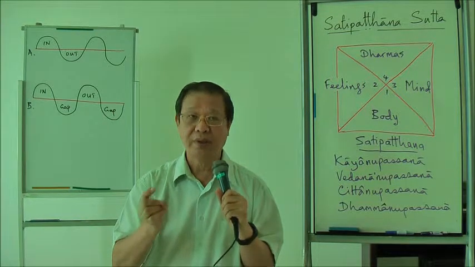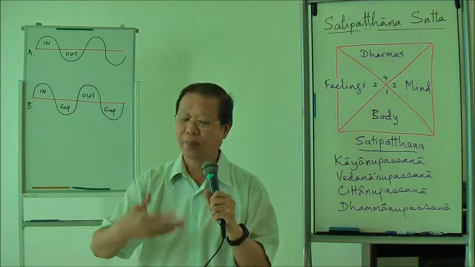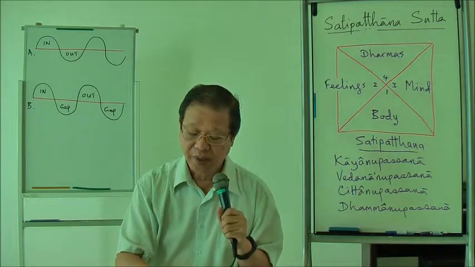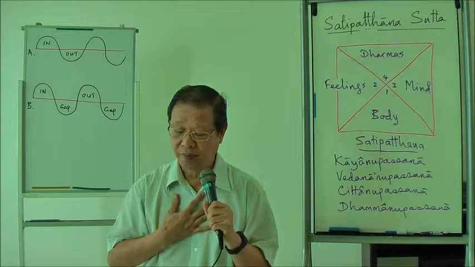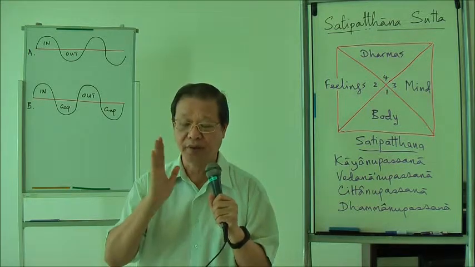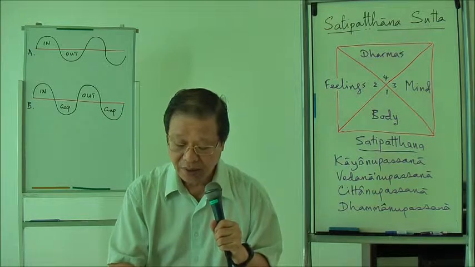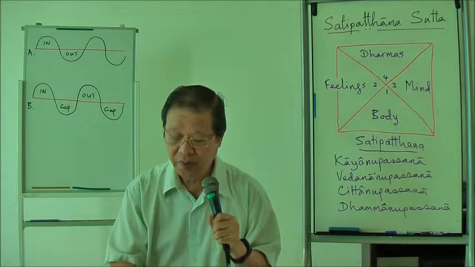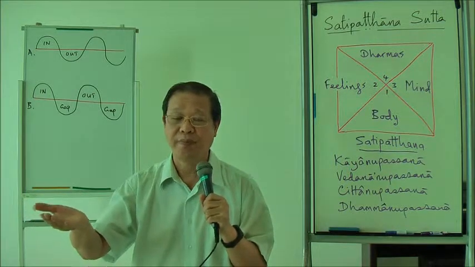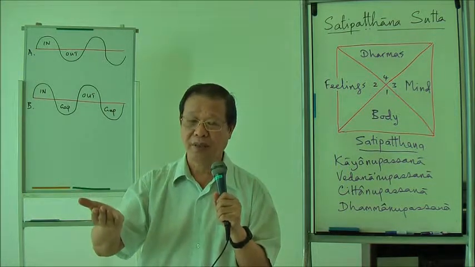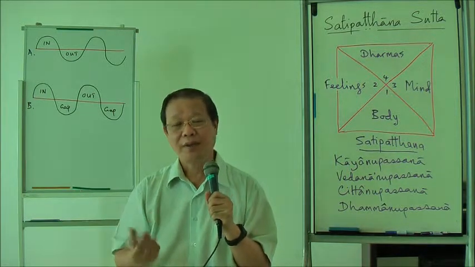So he dwells. Here dwells means he goes on practicing. Observing the body in the body internally. That means watching his own breath in this case. You will focus on breath. Or observing the body in the body externally. That means someone else's breath. Okay, this is one possible explanation. What does this mean?